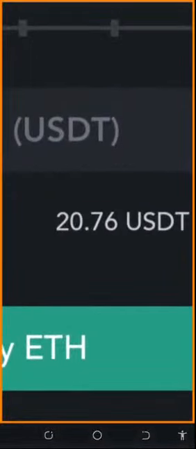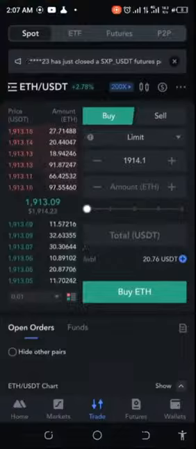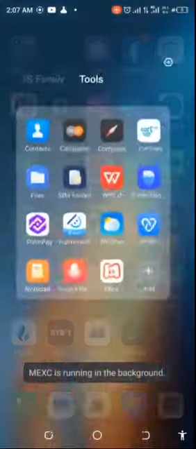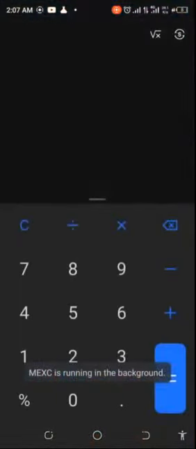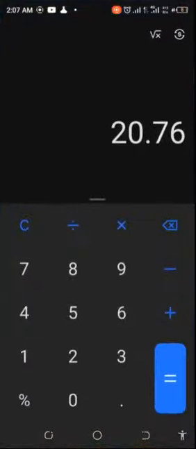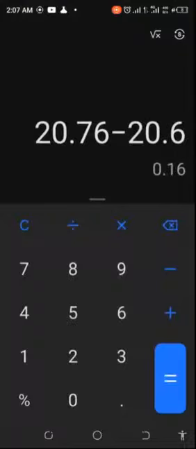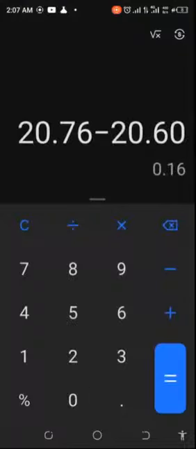20.76 USDT? Don't forget that we started out with 20.60, even though it only picked up 20.59. So let's just go to our calculator and do the mathematics, okay? So what that means is that 20.76, am I correct? 20.76, yeah. So 20.76 minus 20.60, that's 16 cents. Yeah, it wasn't exactly so fantastic, but it's something.